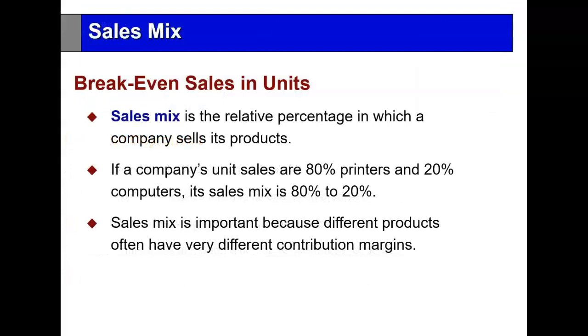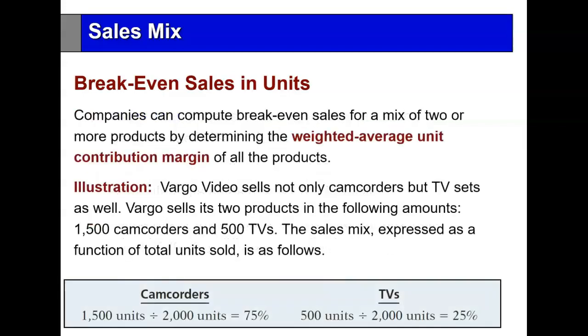Now to begin with, break even sales in units when I have sales mix. The sales mix itself is a relative percentage in which a company sells its product. Over time, a company that sells more than one product begins to realize that there is a mix, that for every one of these, they sell 3 of these, or for every one of these, they sell 4, or for every 2 of these, they sell 3. So for example, if a company's unit sales are 80% printers and 20% computers, then we say its sales mix is 80-20. And this sales mix is very important because the products we're talking about, printers and computers, both have different contribution margin. So companies can compute the break-even for a mix of 2 or more products by determining the weighted average unit contribution margin of all products.